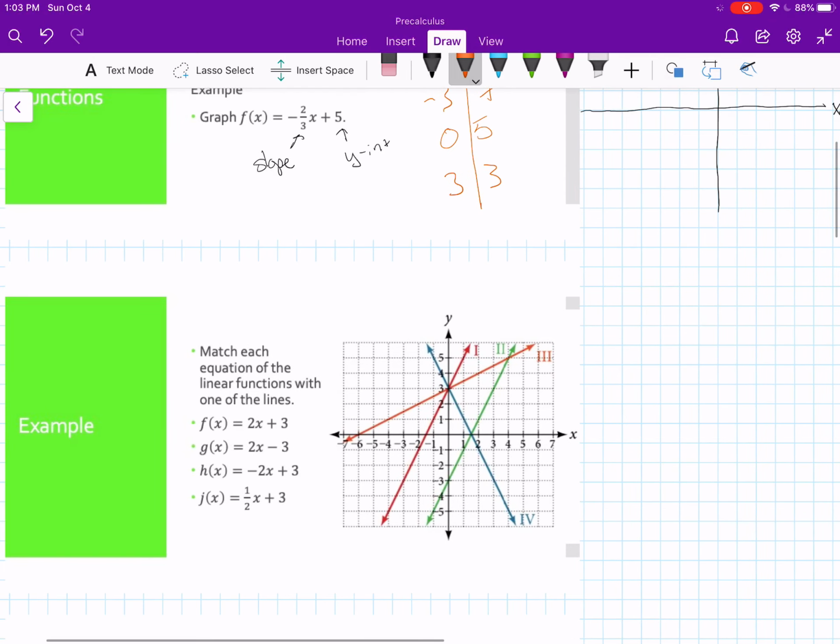So let's match each equation of the linear functions with one of the lines. So f of x equals 2x plus 3. I know the y-intercept is 3, which rules out the green line, line 2. And then our slope is 2, so that's going to be steeper, and it's going to be positive. So it looks like line number 1.